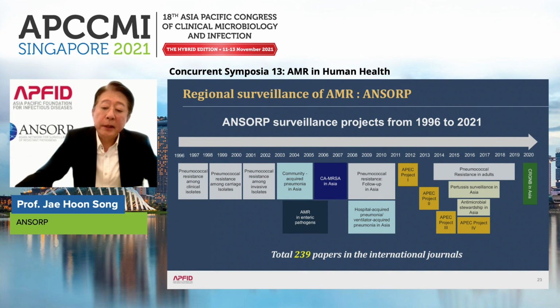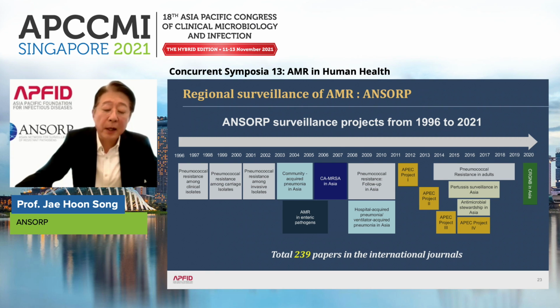ANSORP Group has been carrying out many multinational surveillance projects since 1996. The first ANSORP project from 1996 was the surveillance of pneumococcal resistance in Asian countries, which had been serially repeated and provided the longitudinal changes of pneumococcal resistance in Asian countries. We have also performed the surveillance of other pathogens and some important diseases, such as community-acquired pneumonia and hospital-acquired pneumonia in Asian countries. Also, ANSORP has established the ANSORP Pediatric Group since 2015 and performed the surveillance project.